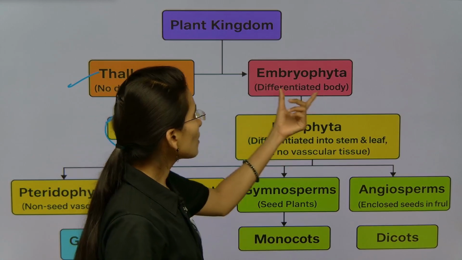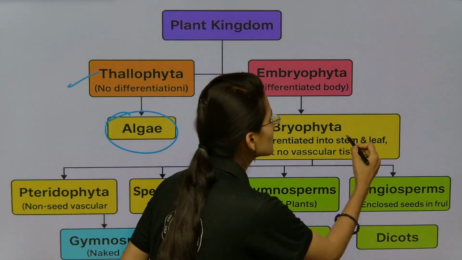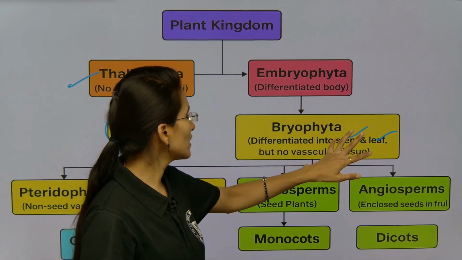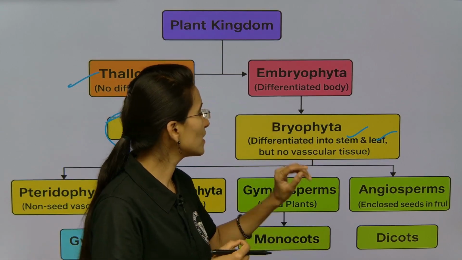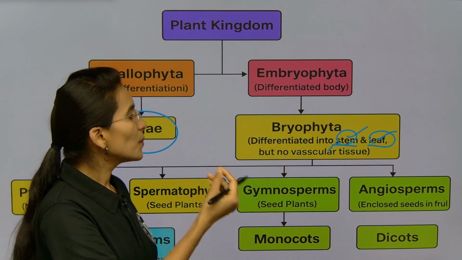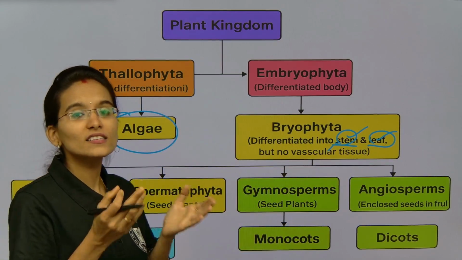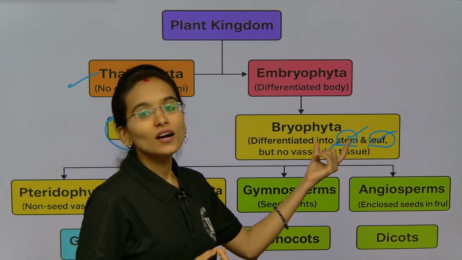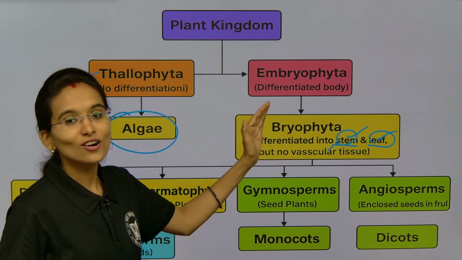And next one, when it comes to the Embryophyta, the plant body has been differentiated into stems and leaves. Under these Embryophyta we are going to learn about bryophytes. In the bryophytes we can find stem-like structures and leaf-like structures, but those are not actually true. We can also find root-like structures called rhizoids, which we are also going to look into. But they do not contain the vascular tissues. The xylem and phloem are absent in the bryophytes.